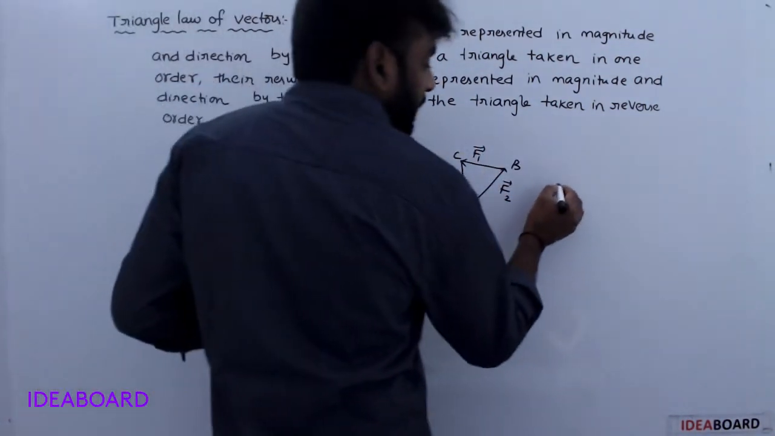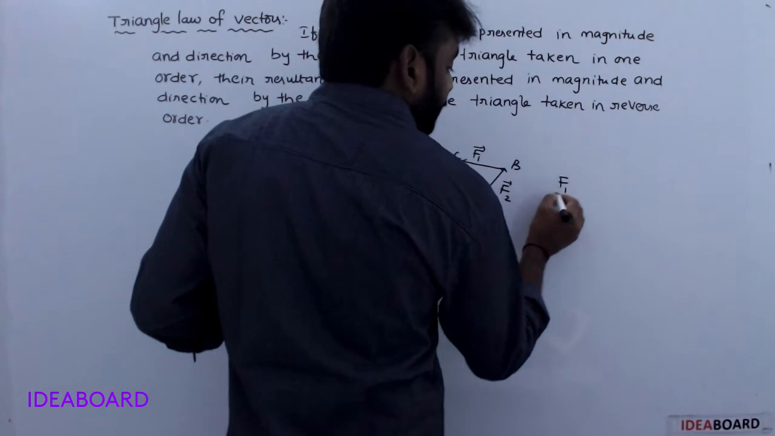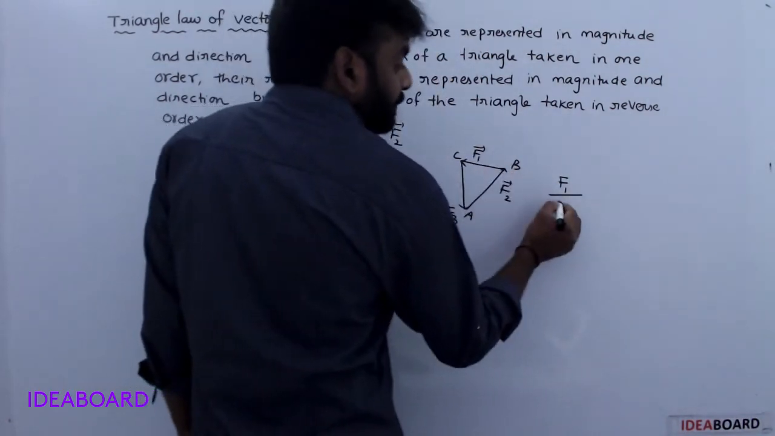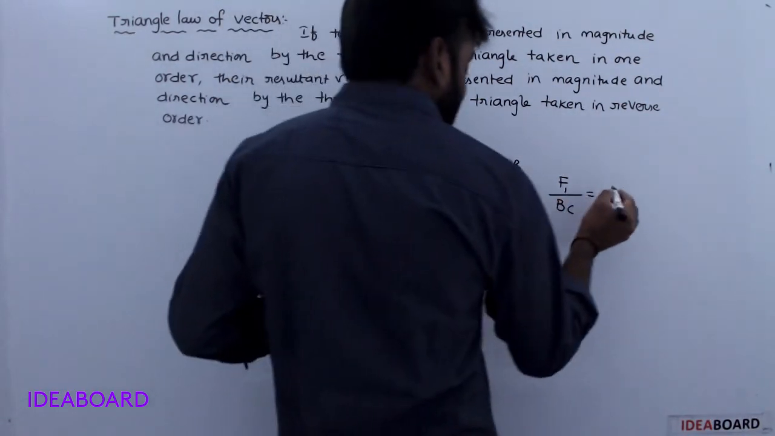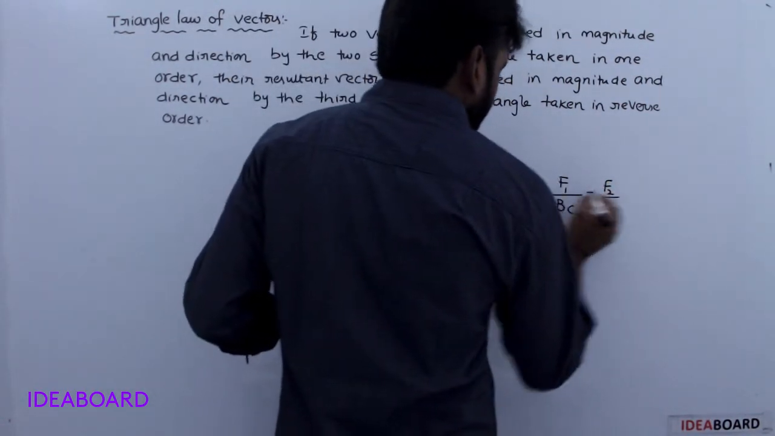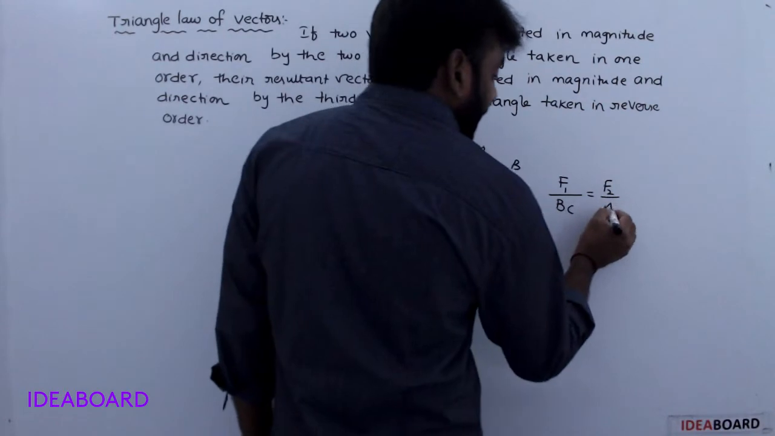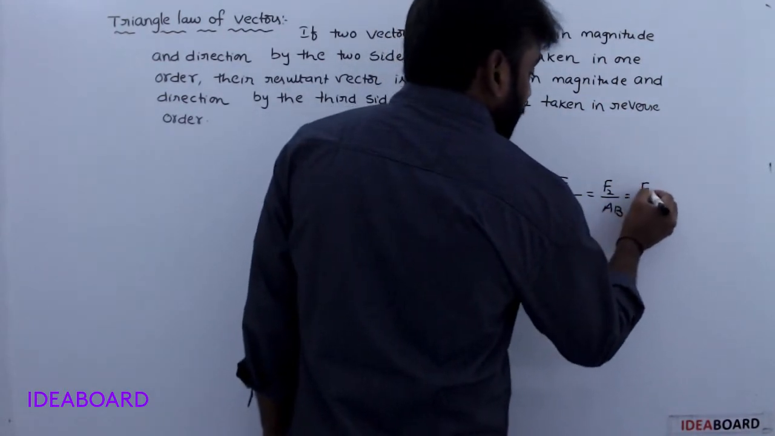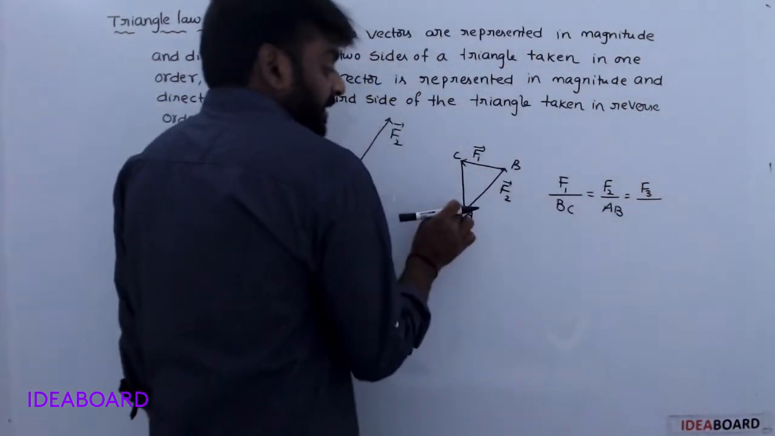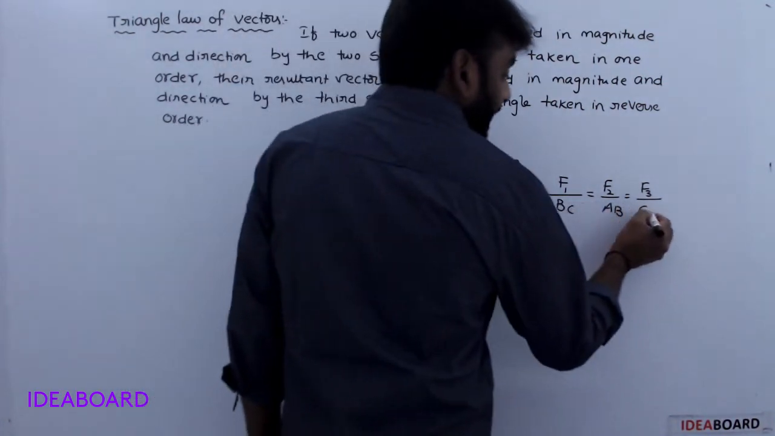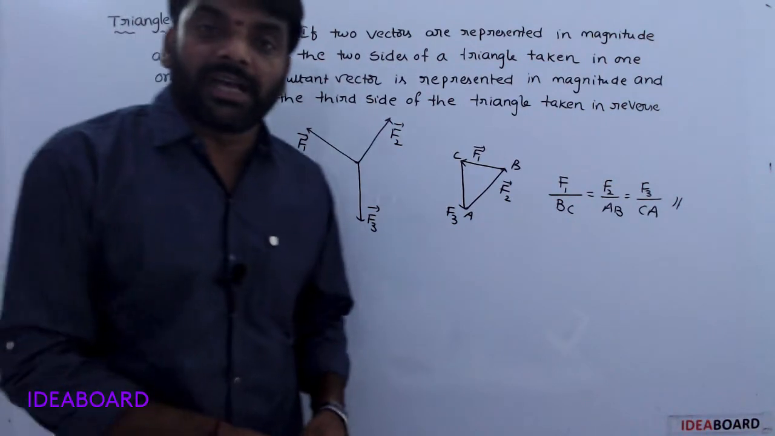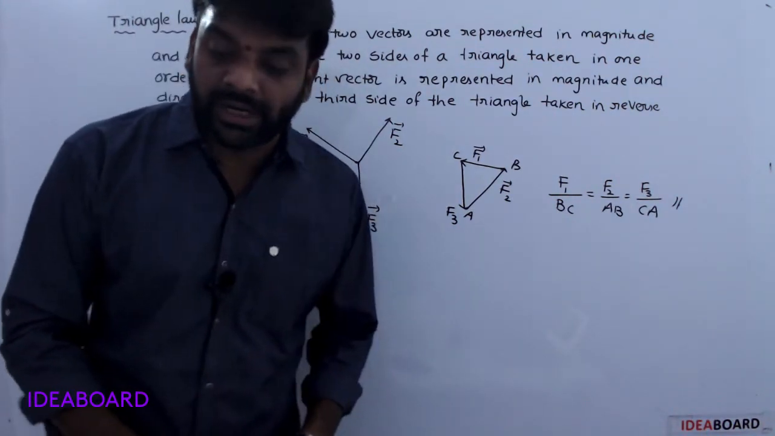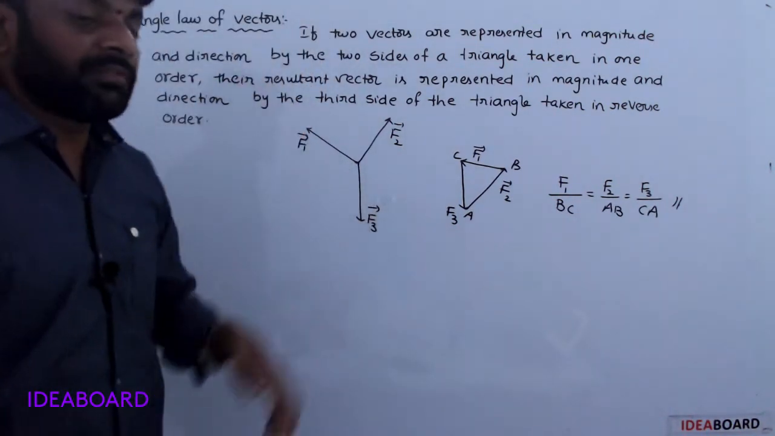From this triangle, F1 by its length BC, F2 by its length AB, is equal to F3 by its length CA. Its ratio is always constant. Understood? This is the triangle of vectors.